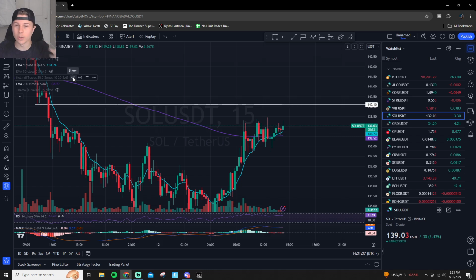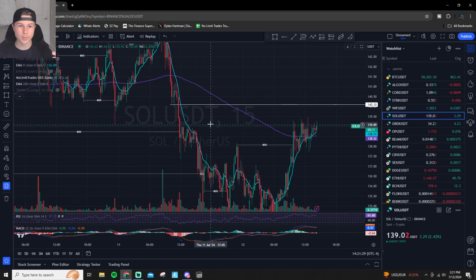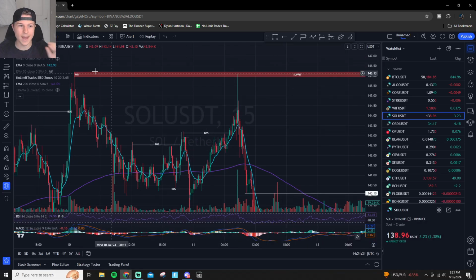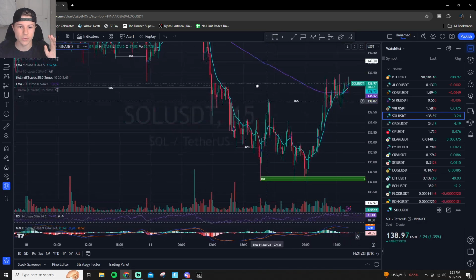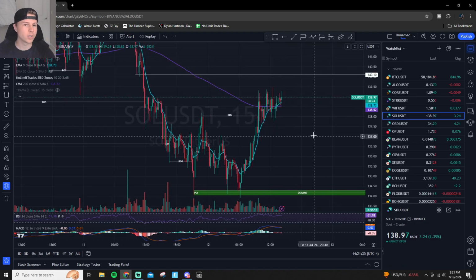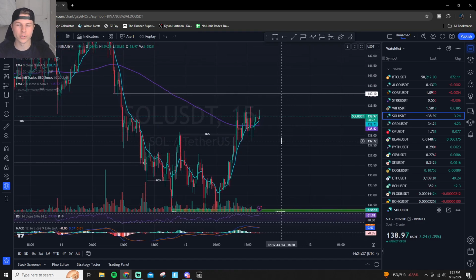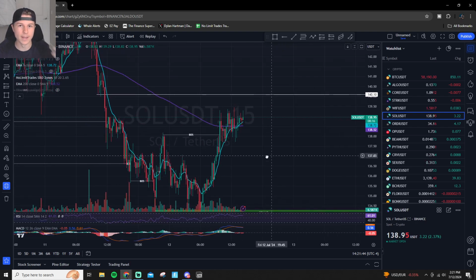I also have my no limit trades, supply and demand zones. This is pretty cool for not having to chart out all of the supply and demand zones. This is something I've considered giving out to people. I probably wouldn't charge money for it just because it's kind of simple. But it just uses the algorithm to chart out break of structure, supply, demand, simple stuff like that.